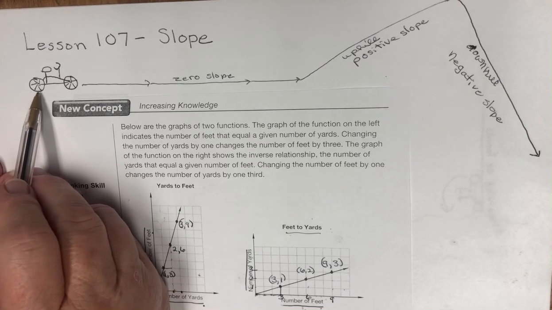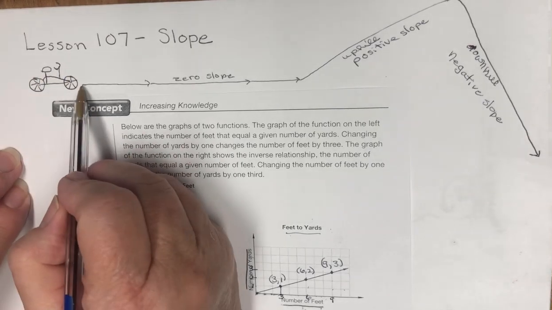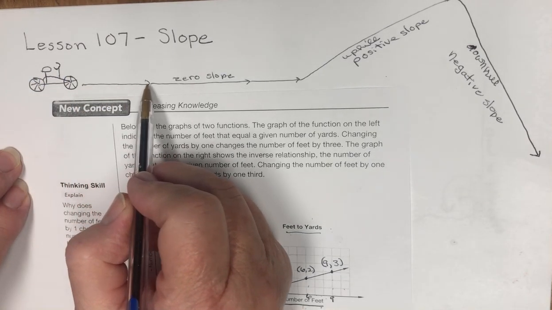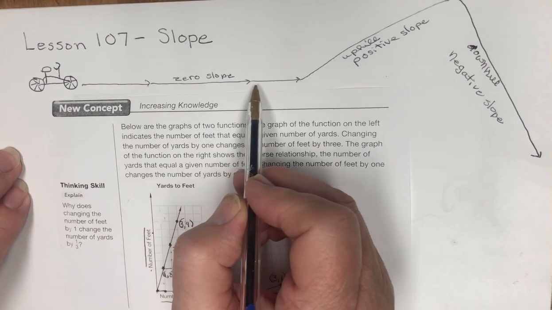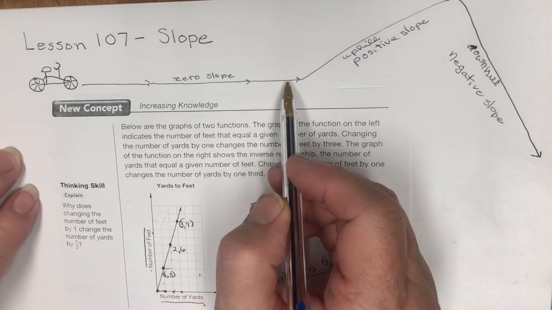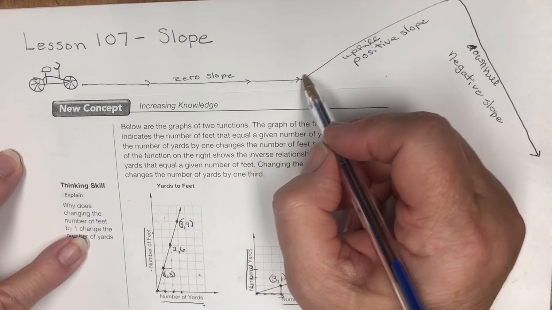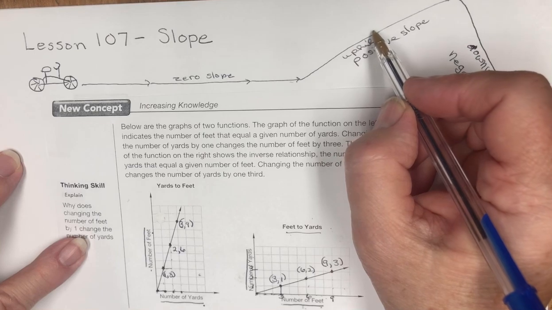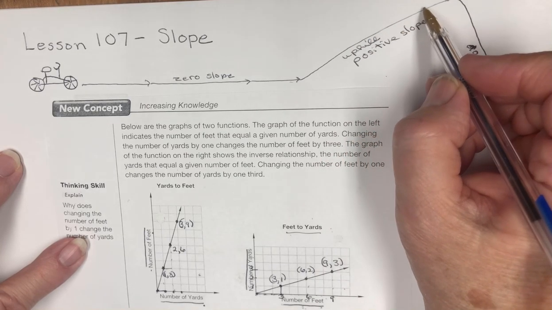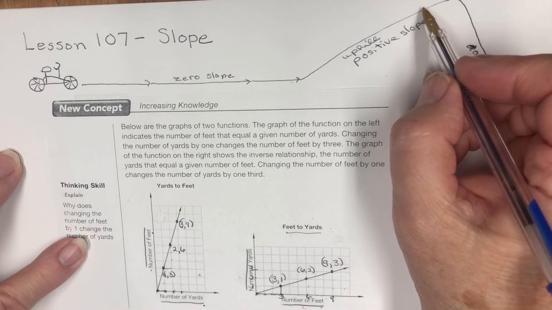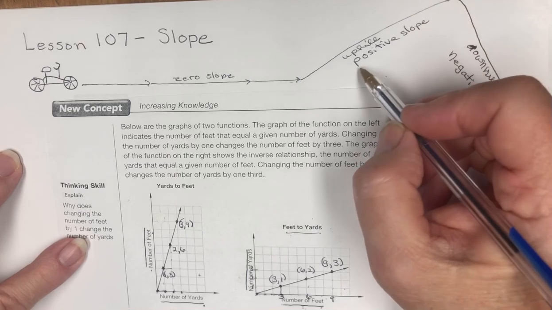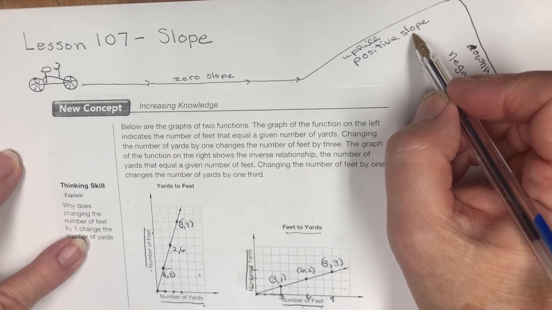Let's say this is my bicycle, and I'm about to take a ride, and I climb on it. As I go down my street, this is zero slope. There's no slope. I'm just pumping and going along. Then all of a sudden, I go uphill. When I go uphill, it takes more leg strength. I have to pump harder. I'm going uphill. This is the positive slope.